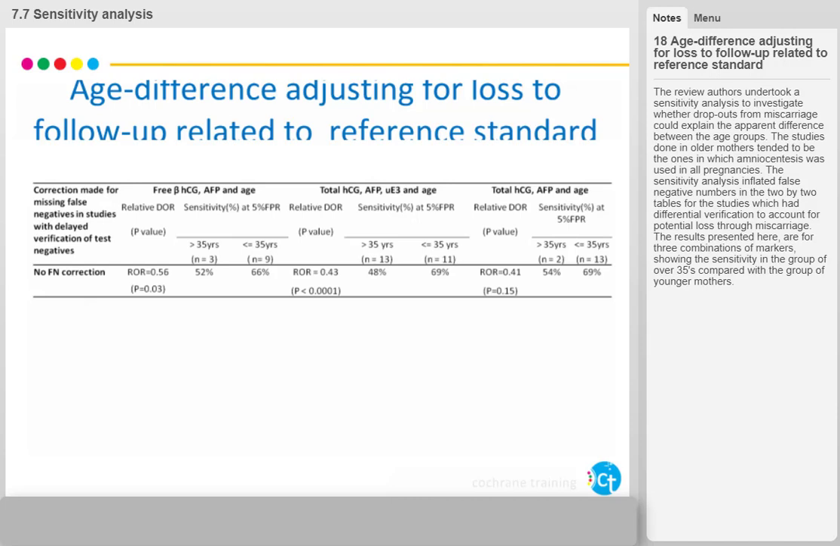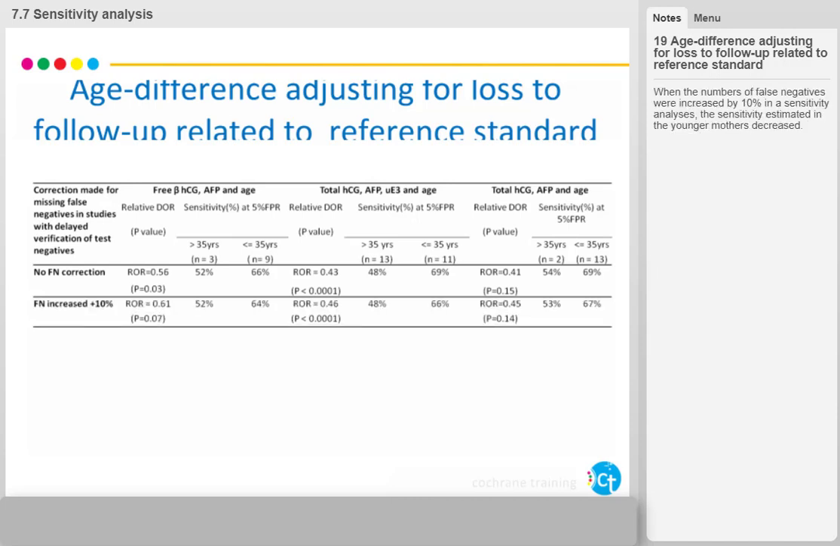The results presented here are for the three combinations of markers, showing the sensitivity in the group of over 35s compared with the group of younger mothers. In these original results with no false negative corrections, the differences in sensitivity between the age groups are evident and statistically significant for two of the three tests.